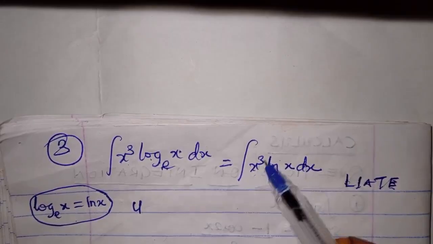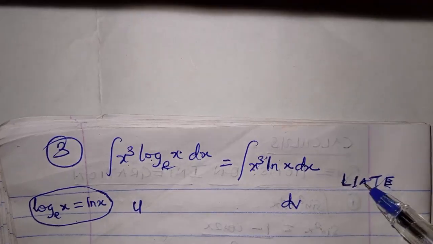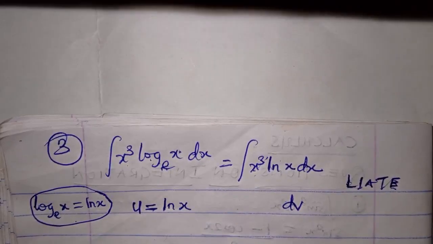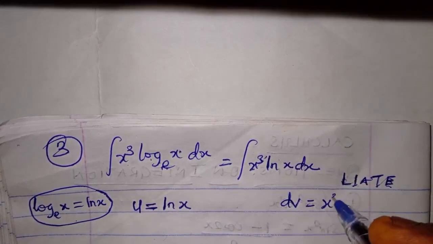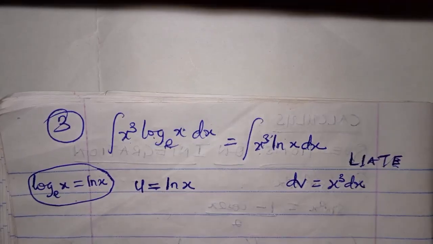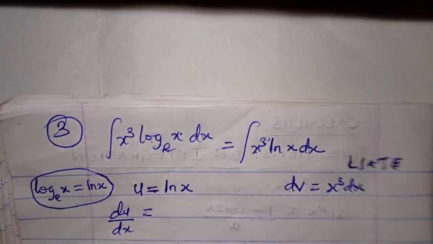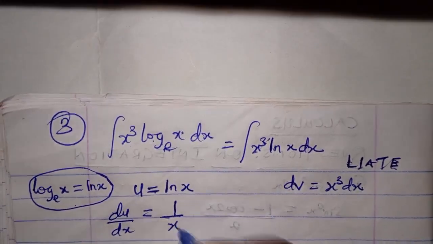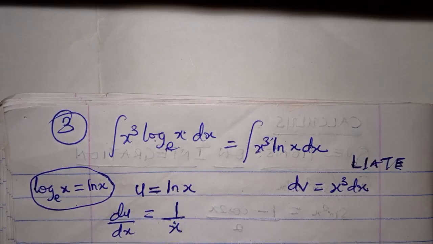This is algebraic, x cubed. Ln x is logarithmic. Logarithmic is L. It comes before algebraic, which is A. So I should choose ln x as u. You get it? Then I will choose x cubed dx as dv. I will differentiate u now with respect to x, that is du dx. Differentiating the natural logarithm function gives 1 over x, a standard derivative. If you differentiate ln x, you will obtain 1 over x.